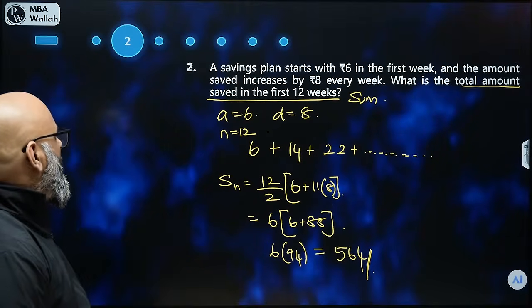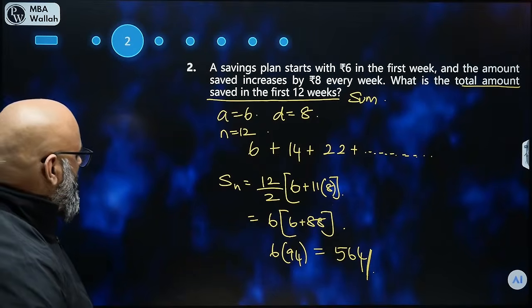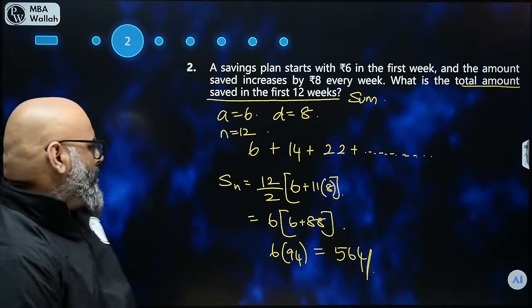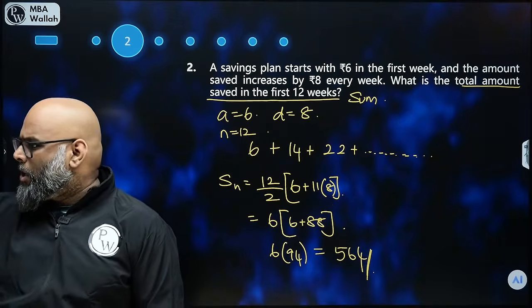First term, D is 8. 11 into 8 is 88 plus 6 is 94. 94 into 6, 564 is what I am getting. Do check your solution once.